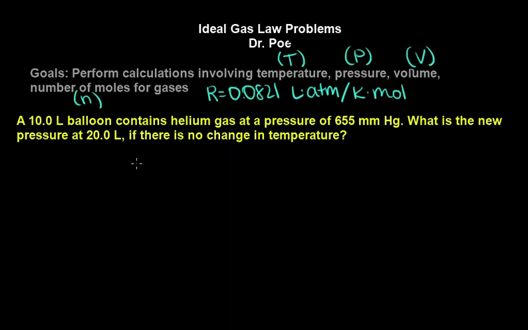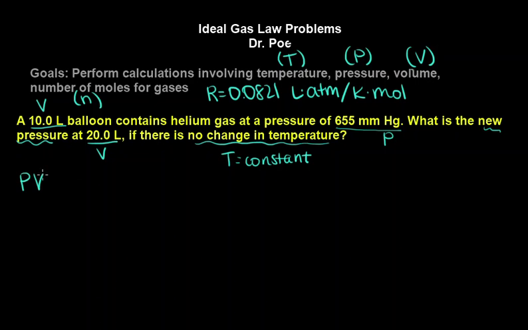Okay, so the question we have now is: a 10-liter balloon contains helium gas at a pressure of 655 millimeters of mercury. So this we know is a volume, this we know is a pressure. What is the new pressure at 20 liters, another volume? If there is no change in temperature, that means T is constant. So we know that we're going to have to make a derivation of PV equals nRT, because T is constant and we are looking at pressure and volume.